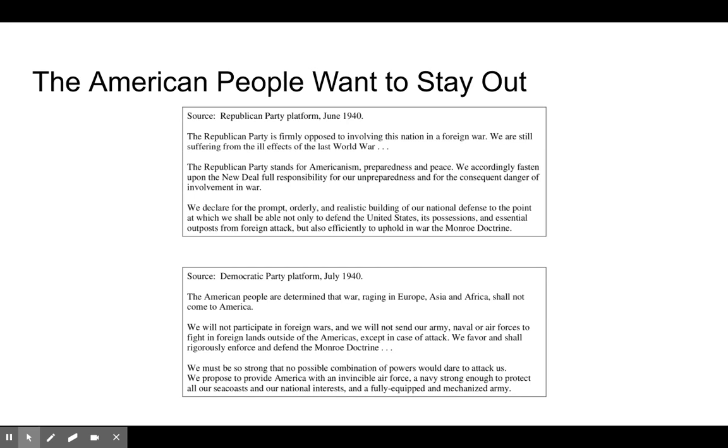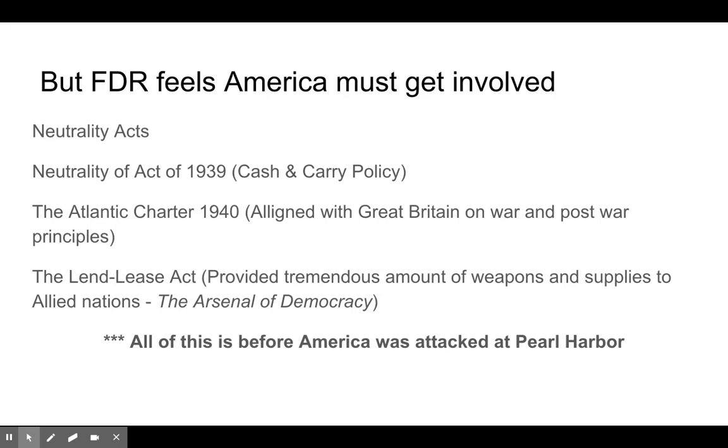Both parties, FDR's Democratic Party, it says, the people are determined that war raging in Europe shall not come to America. The Republican Party is firmly opposed to involving the nation in the foreign war. People on all sides, even by 1940, said, we don't want to be involved in World War II. But FDR feels differently. FDR felt that America must get involved.